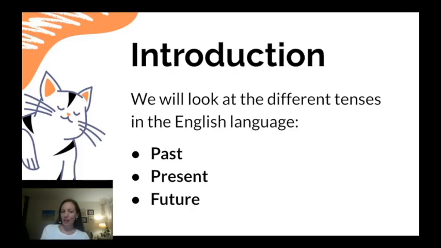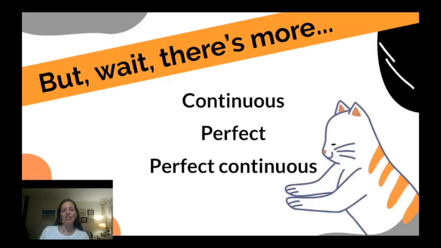So in this video, we will look at the different tenses in the English language, namely past, present, and future. And I know what you're going to say. I know past, present, and future. What more is there to learn? Well, there's much, much more. The past, present, and future can be further divided into the continuous, perfect, and perfect continuous tenses. And that is what we are going to focus on today.